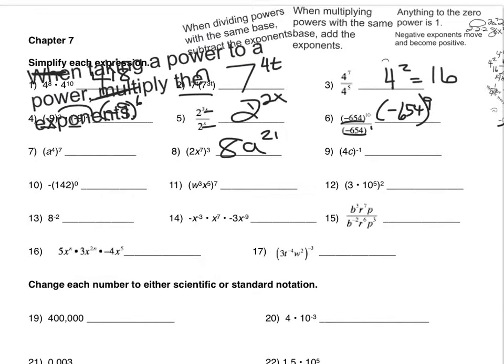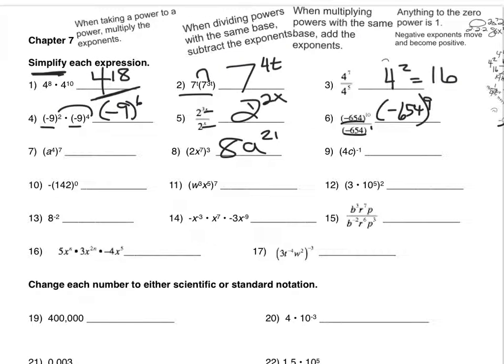So when we take a power to a power, we multiply the exponent. So we're going to take 4 times 7 and get a to the 28th.